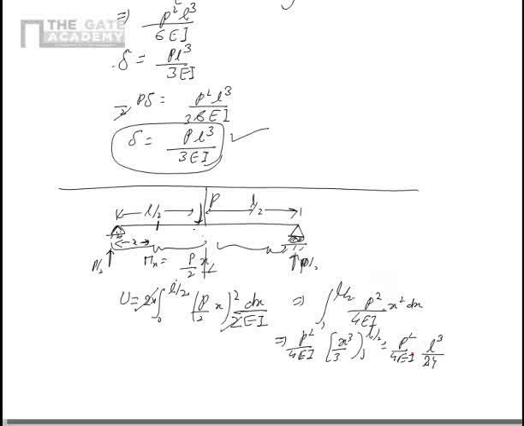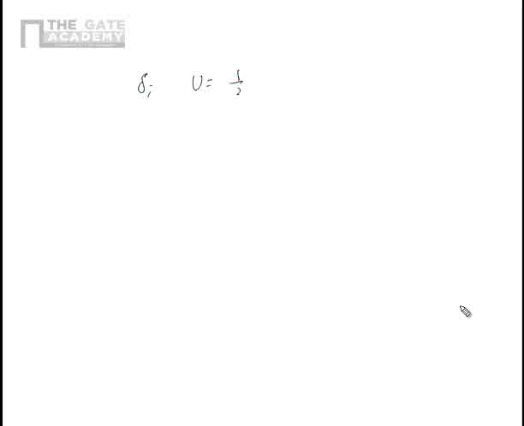Now I know that the deformation, let's say the deformation is delta. So U is 1 upon 2 P into delta, correct, because the force is P. So 1 upon 2 P into delta is nothing but P square L cube upon 96 EI. 24 by 4 is 96. So I know now delta is equal to P L cube upon 48 EI. That is actually the answer.